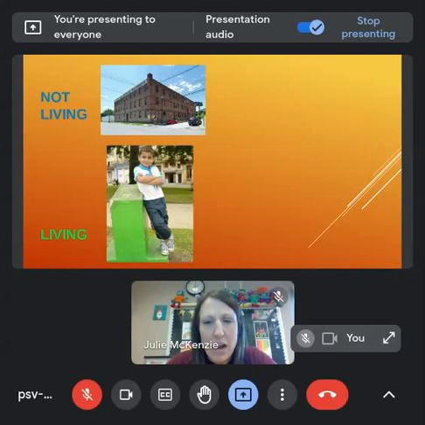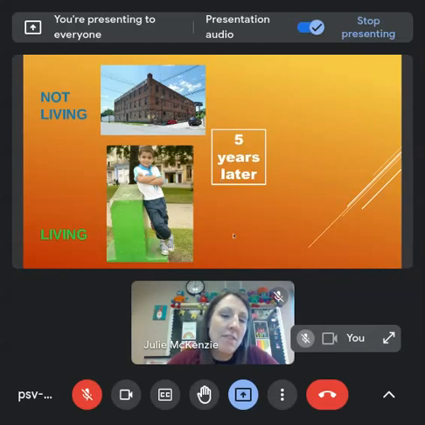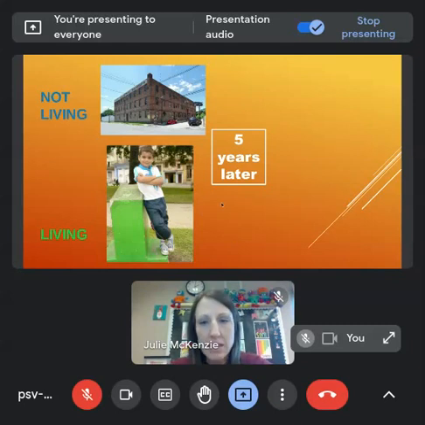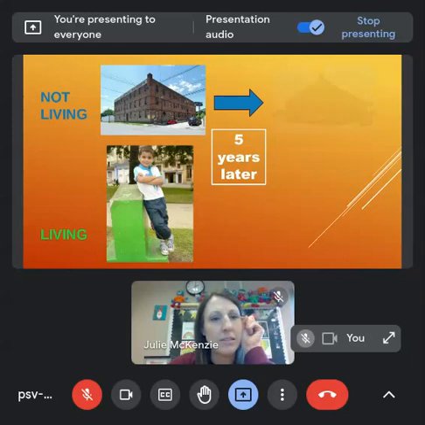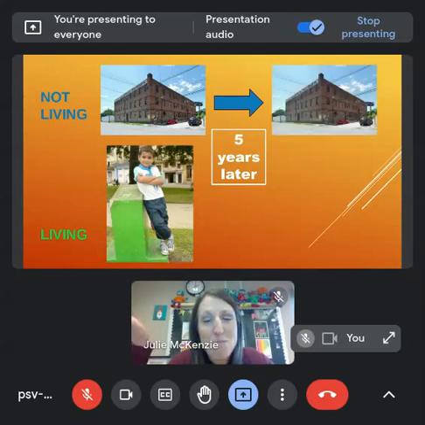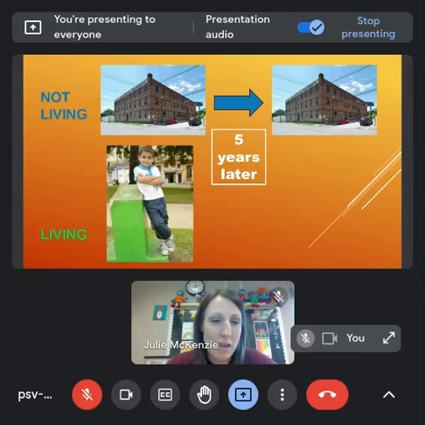So let's see here. I want you to think about what would happen if 5 years went by. This says 5 years later. 5 years from now, what will that building look like? What do you think? Think about it for a minute. It looks the same, right? 5 years doesn't change the way a building looks.